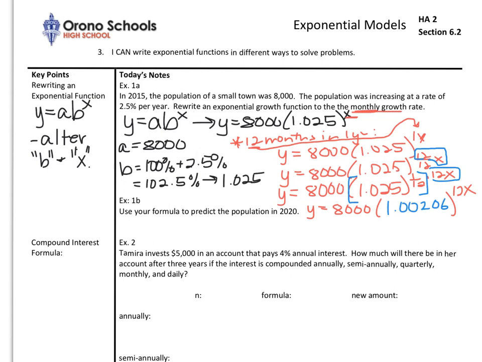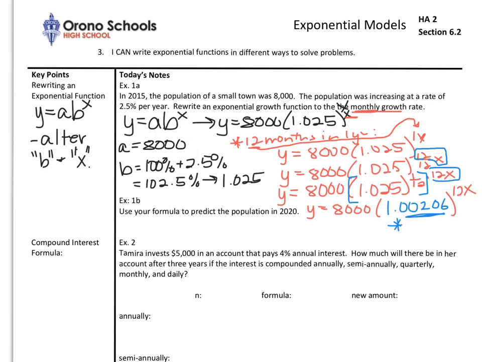So now we've got to figure out our growth rate, because that was ultimately the question. Rewrite the exponential function to find the monthly growth rate. So the monthly growth rate, if we do the 1 plus the growth rate, is that decimal after the 1.